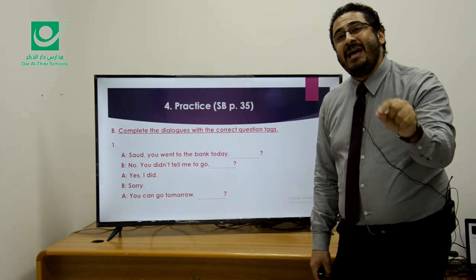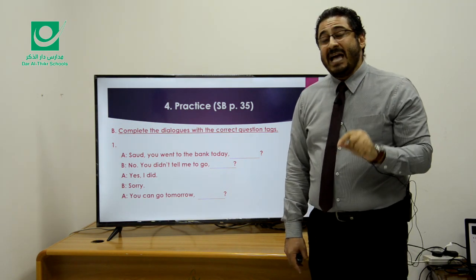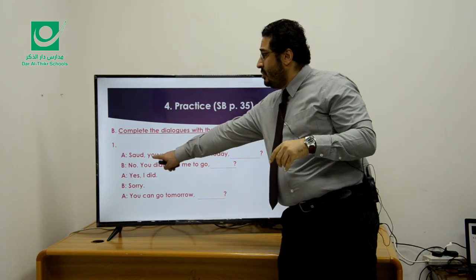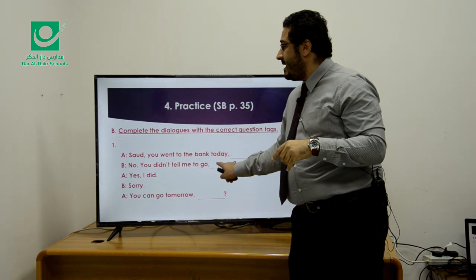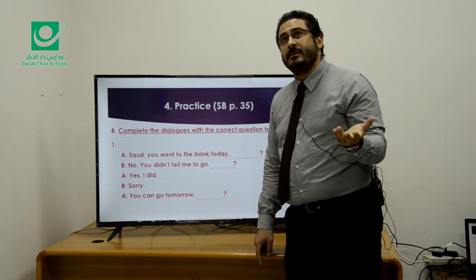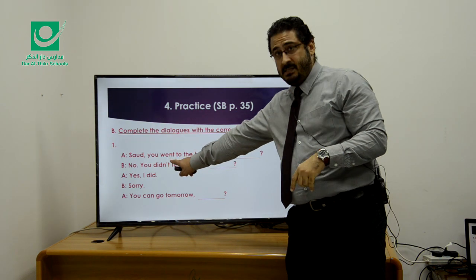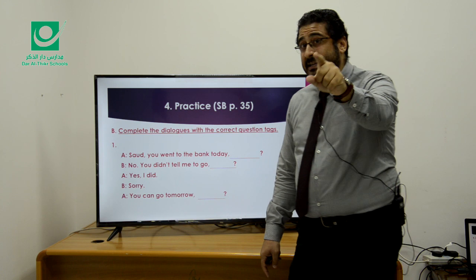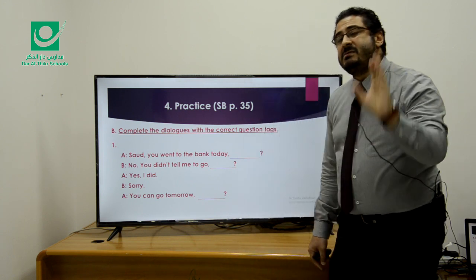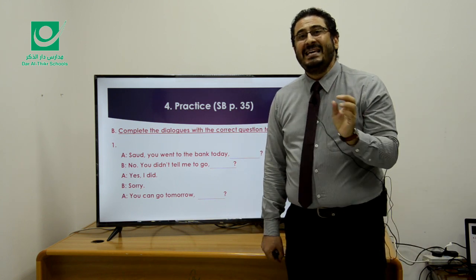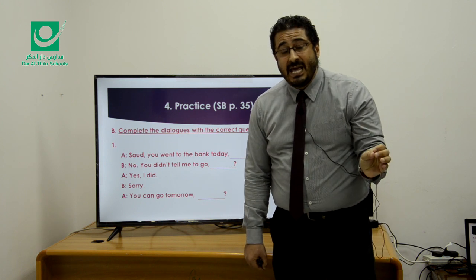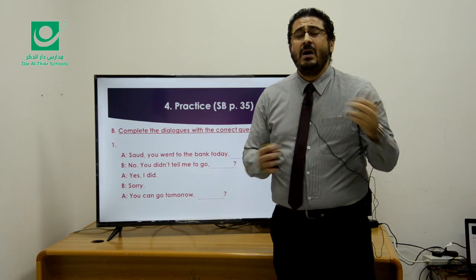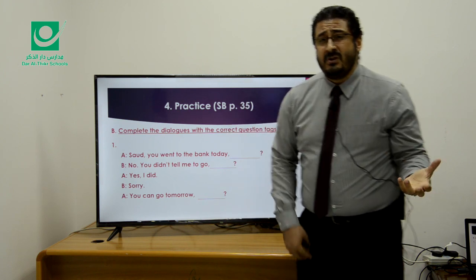You should look at the main verb and decide whether it's a present, past, or future. Now look at this. You went to the bank today. Where is the main verb? Yes, it's went. And this verb is in the, exactly, it's in the past simple. So in this case, you can use did or didn't. And it depends on the statement. Is it positive or negative? Is it affirmative or negative?